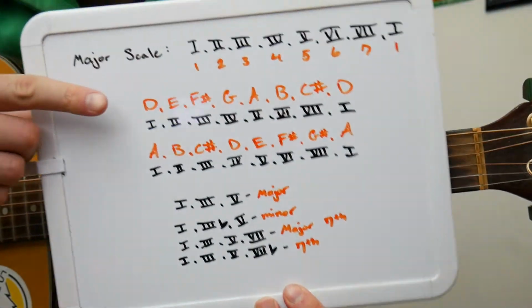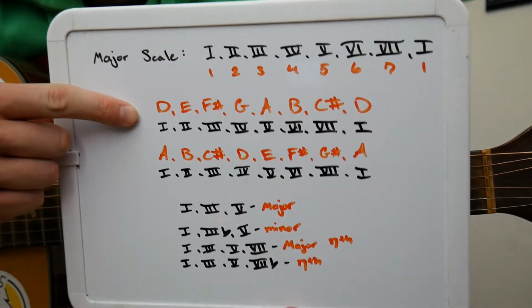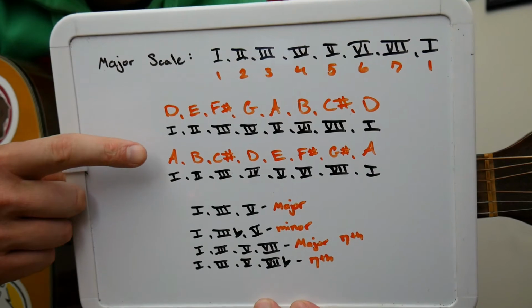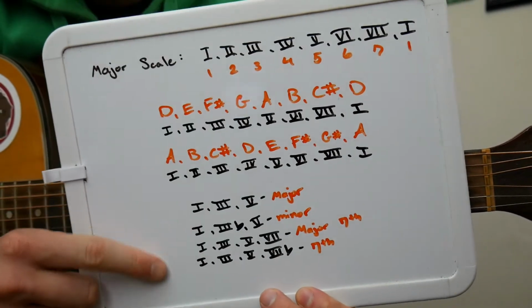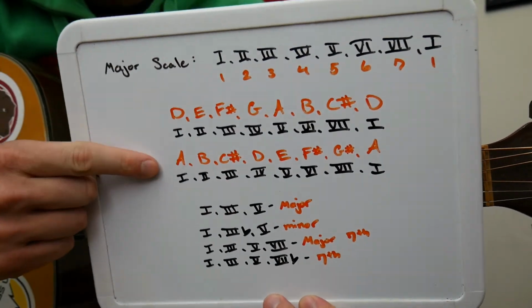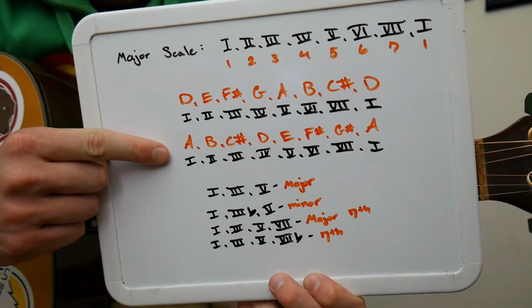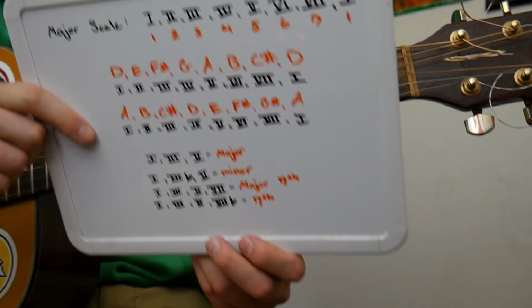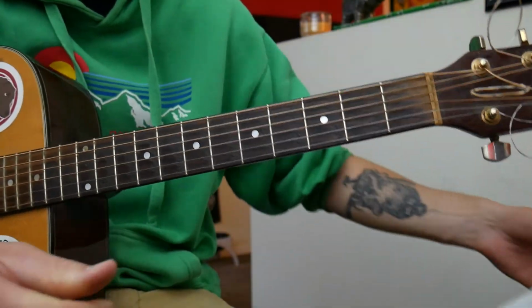We have taken a look at the D major scale. We looked at the major, the minor, the major 7th, the 7th. We looked at the A major scale and did the same. We looked at where we're going to play the major scales on the guitar, and what the notes are, and hopefully you try to write them down on your own. It's going to help you a bunch.